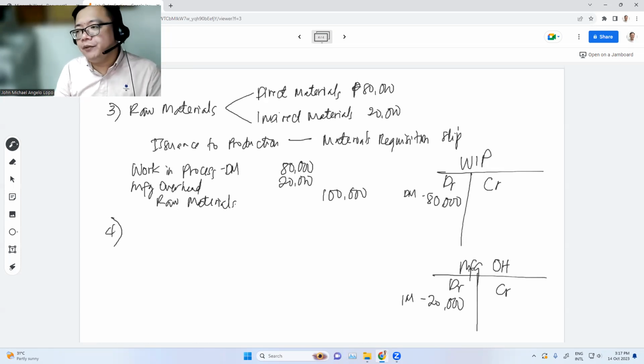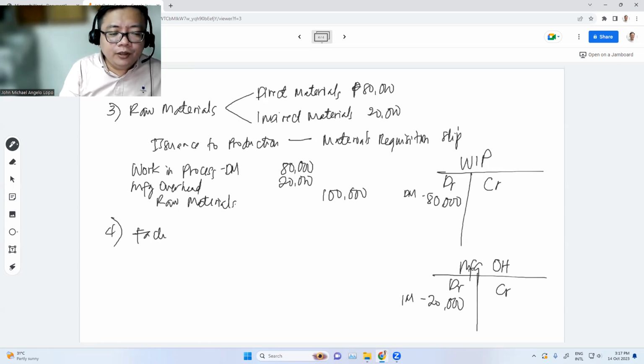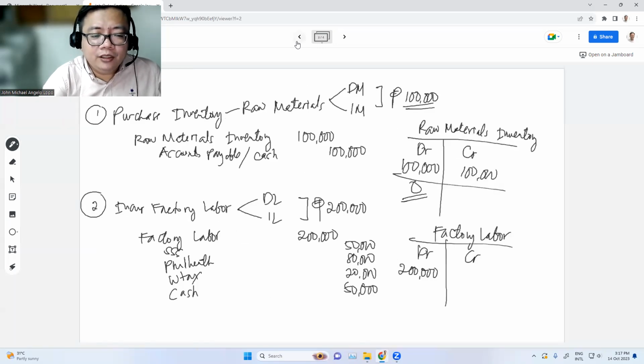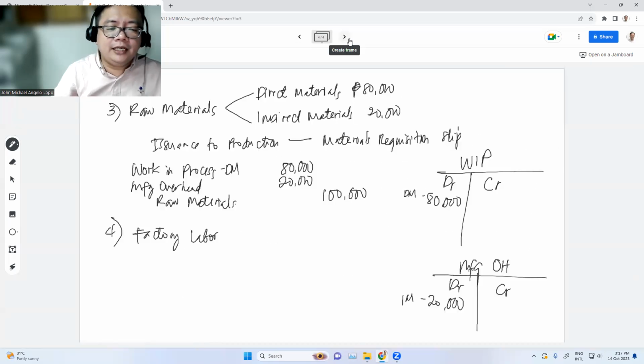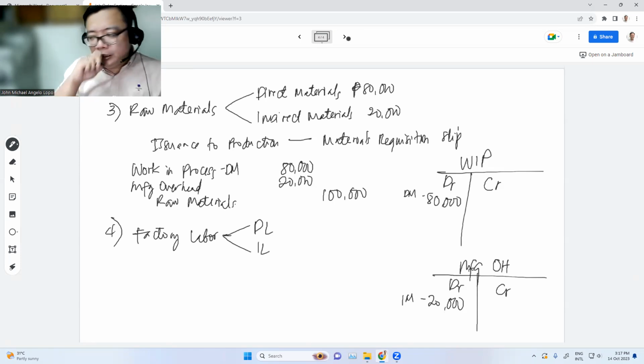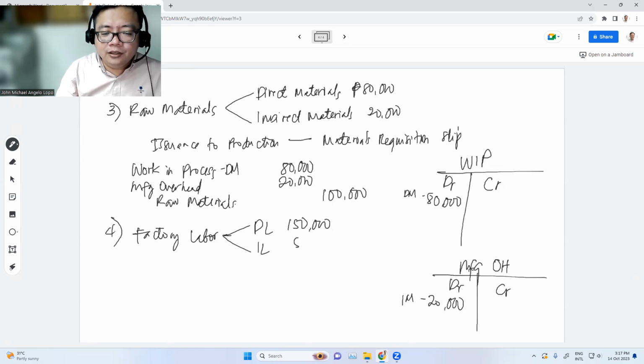Number 4. How about issuance to production, particularly for our factory labor? How much was the factory labor earlier, class? Factory labor here is worth 200,000. Let's say, out of 200,000, you have direct labor and indirect labor: 150,000 and 50,000. Direct labor is 150,000, indirect labor is 50,000.